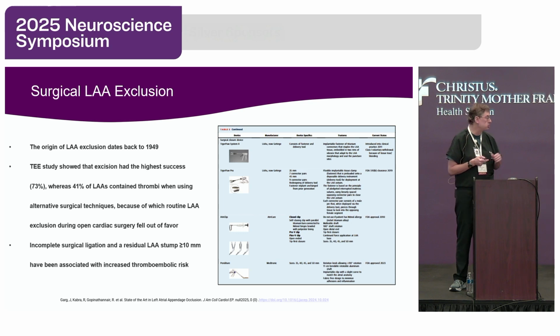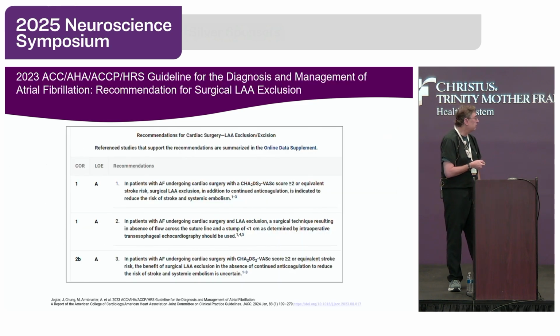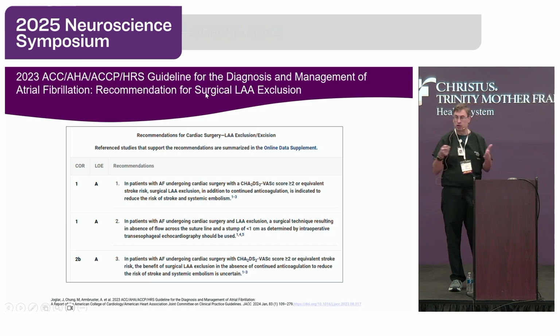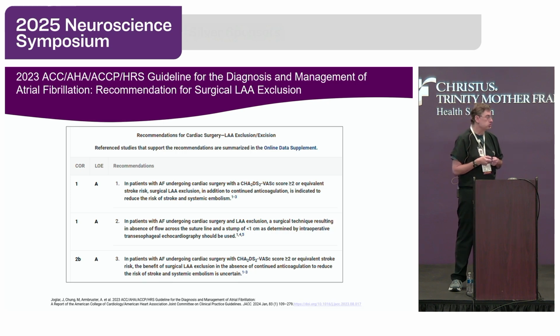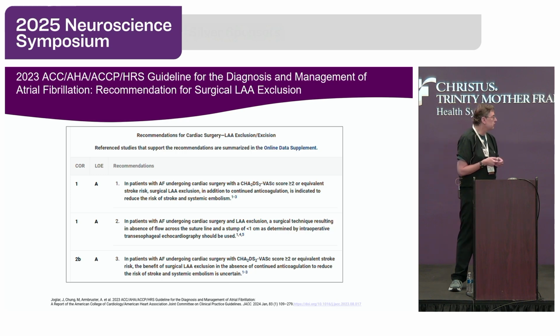So, our surgeons do an excellent job at closing the appendages during surgery. The guidelines actually recommend that anyone who has a CHA2DS2-VASc score of 2 or higher that's going for surgery and has AFib, it's a class 1 indication to have their appendage closed. So our surgeons are well aware of this, and they do a very good job addressing the left atrial appendage.